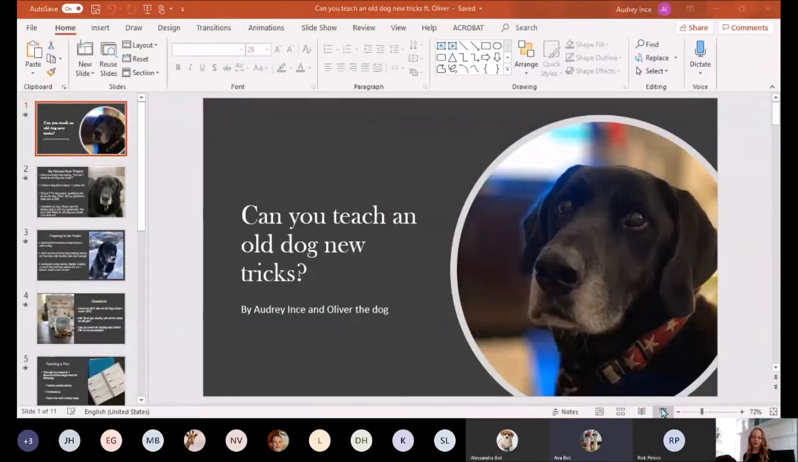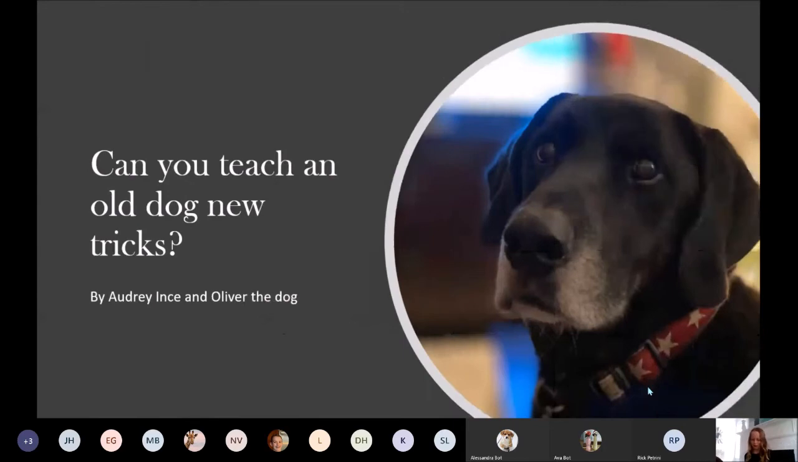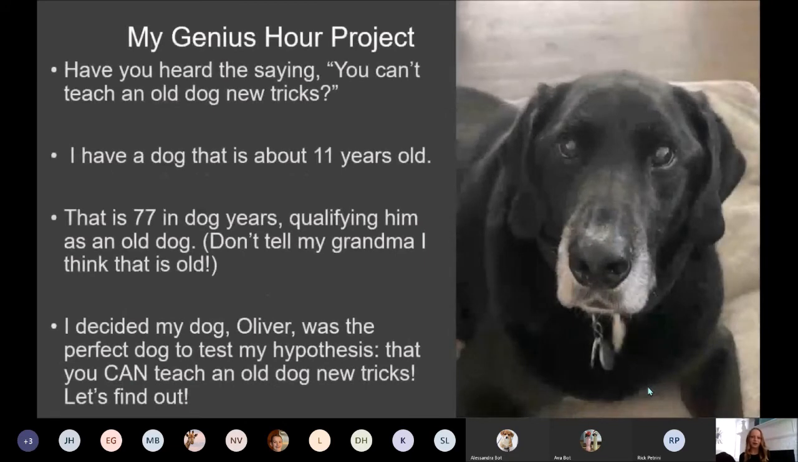Can You Teach an Old Dog New Tricks? By Audrey Ince and Oliver the Dog. Have you heard the saying, you can't teach an old dog new tricks? Well, I want to prove the saying wrong so other people will be inspired to teach their dogs new tricks. I have a dog, Oliver, that is about 11 years old, which is 77 in human years, qualifying him as an old dog. Don't tell my grandma I think that's kind of old. I decided my dog, Oliver, was the perfect dog to test my hypothesis, that you can't teach an old dog new tricks. Well, let's find out.